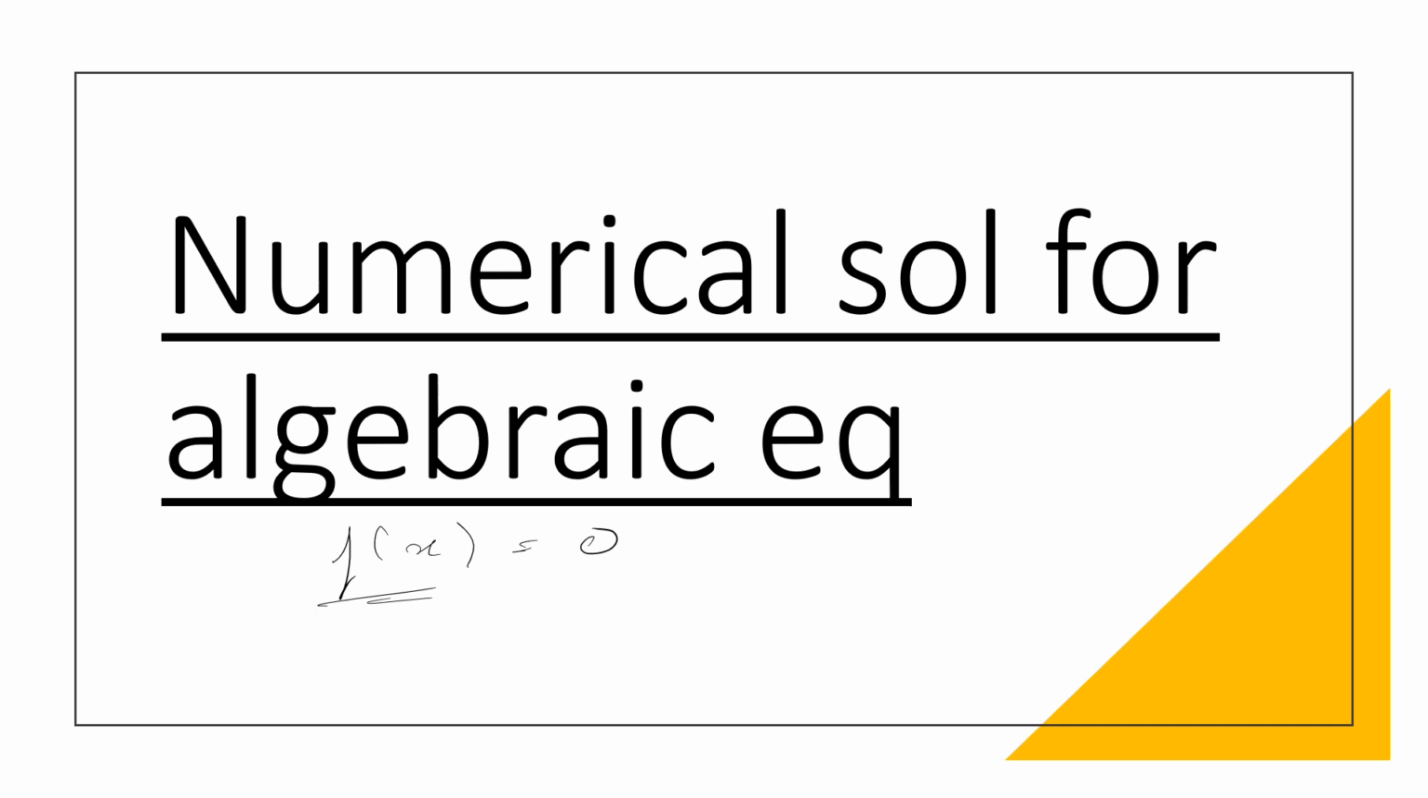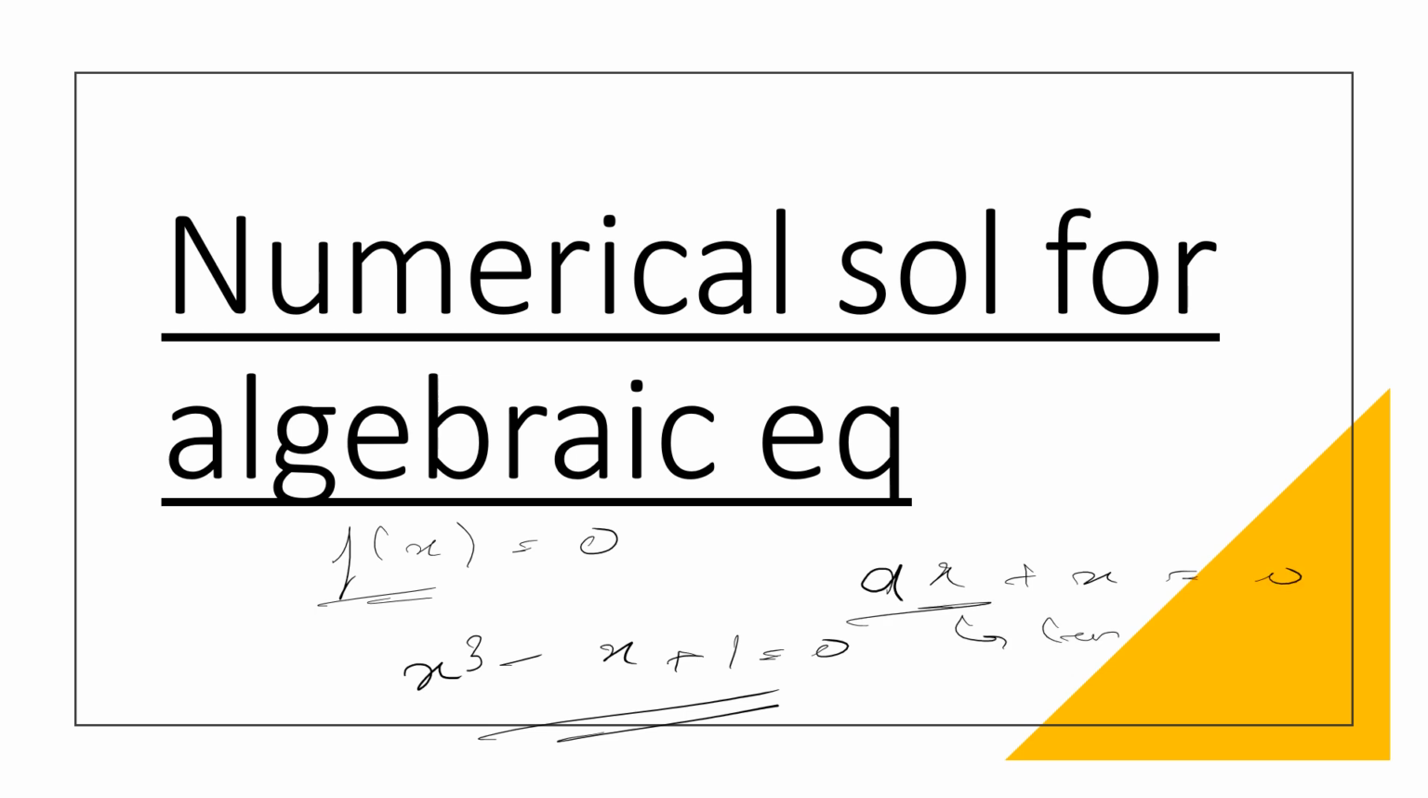So polynomial equations are equations like, for example, x plus 1 is equal to 0. Such equations are called polynomial equations, and equations where the format is, for example, a x plus x is equal to 0, where a over here can be anything such as tan, cos, sine, etc. So such equations are called transcendental equations.